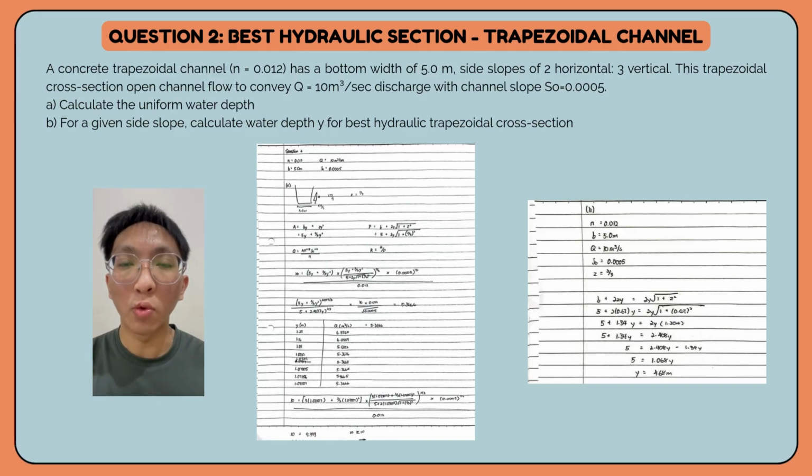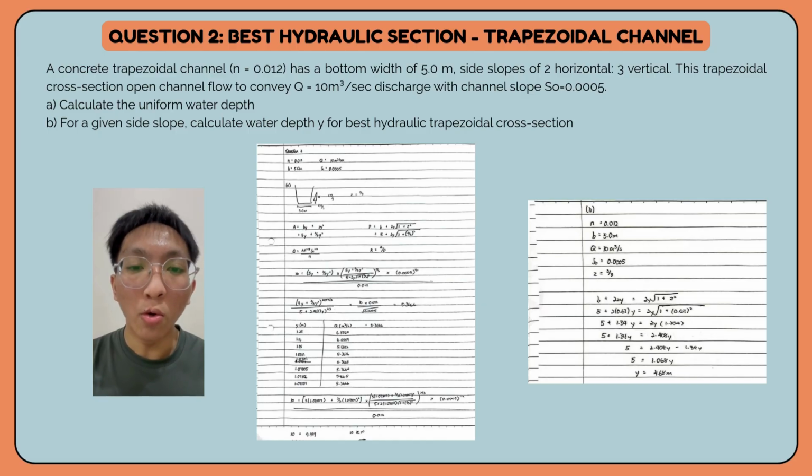Now we move to question B. We have to calculate the water depth y for the best hydraulic trapezoidal cross-section. So we use the formula B plus 2zy equal to 2y square root of 1 plus z squared. Then we insert the side slope data, which is 0.67 for z. Then we solve the equation and calculate until we get y equal to 4.68.